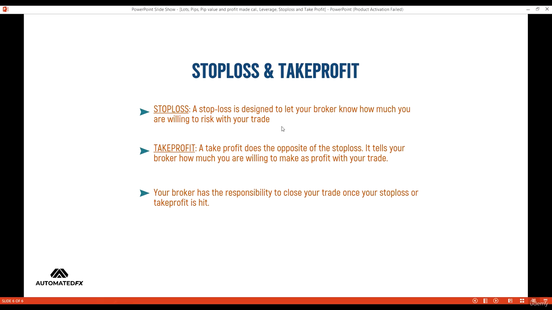So when we talk about the stop loss and take profit, what do we mean? Now, stop loss is designed to let your broker know how much you are willing to risk with your trade, and the take profit does the exact opposite. It's designed to tell your broker how much you are willing to make as profit with your trade.